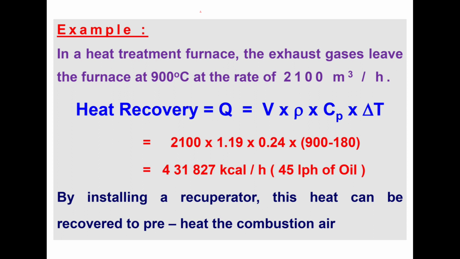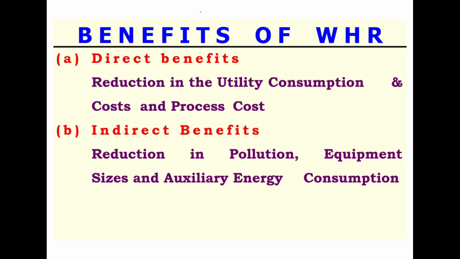Heat recovery Q is equal to V into density multiplied with heat capacity at constant pressure multiplied with change in temperature delta T. According to the previous data, the 2100 represents V, and then the density 1.19, heat capacity 0.24, and change in temperature 900 minus 180. Finally we get 4,31,827 kilocalorie per hour. By installing a recuperator, this heat can be recovered to preheat the combustion air.